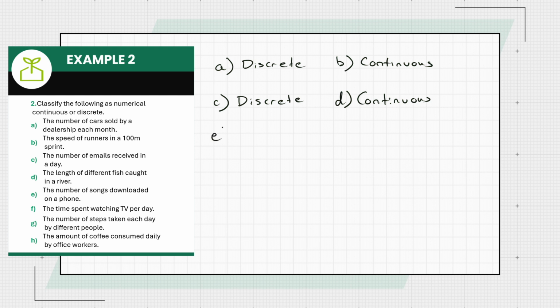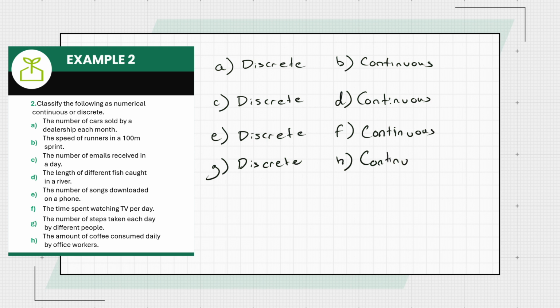And for E, we have the number of songs downloaded to a phone is discrete. And F, the time spent watching TV per day will be continuous. For G, we have the number of steps taken each day by different people, discrete. And for H, we have the amount of coffee consumed daily by office workers. This will be continuous because it will vary significantly.